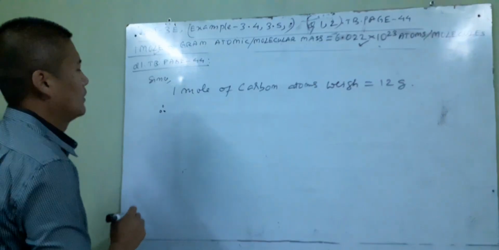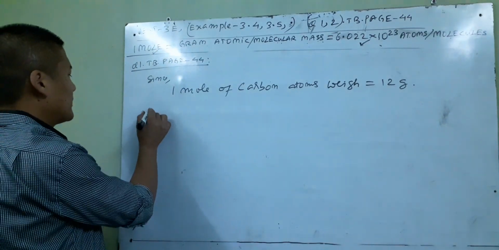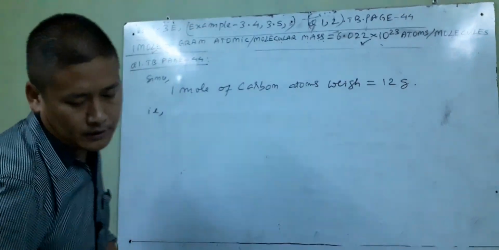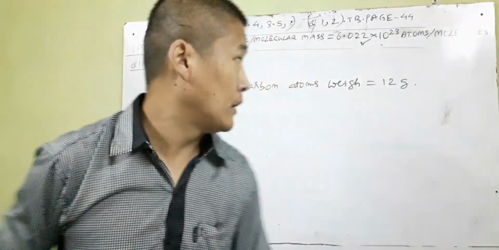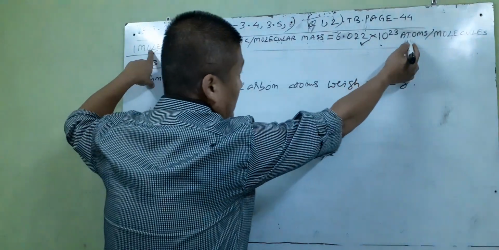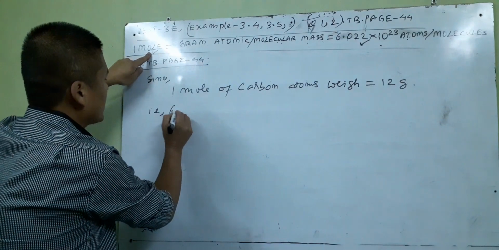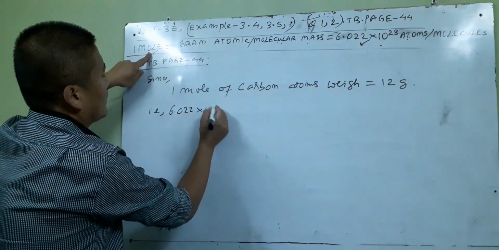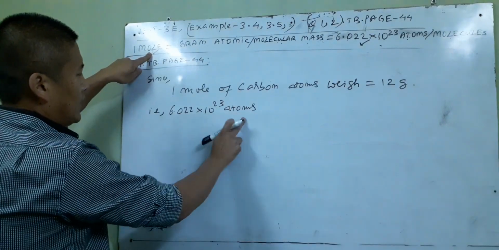Therefore, we know the formula. We can transfer this 1 mole. The question is asking, what is the mass in grams of 1 atom? But this is in mole, not atom. So connect the mole to the number of atoms. 1 mole is the same as this one. So replace the 1 mole by 6.022 into 10 to the power 23 atoms. In other words, this many atoms is 1 mole.